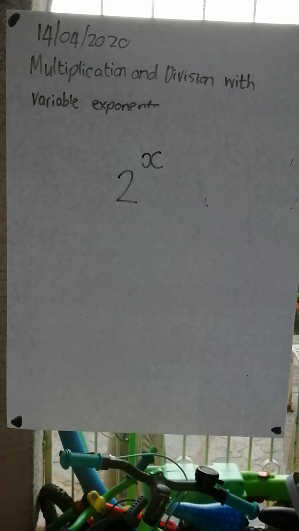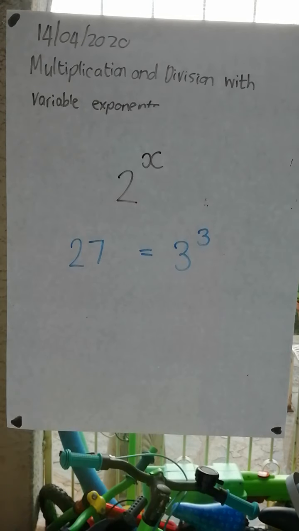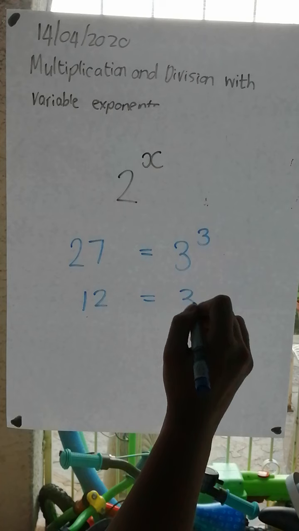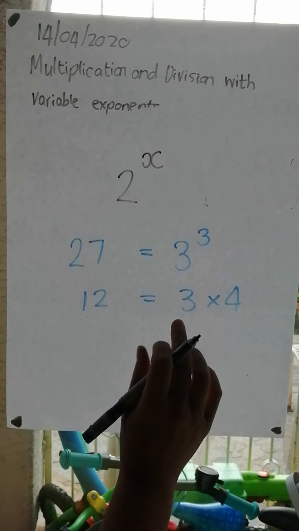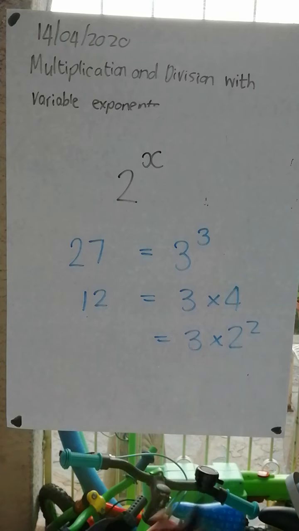Other bits of information I'm going to draw on today for you is remembering how to write a number as a product of its prime factors. So for example, if I gave you 27, to know that 27 can be written as 3 cubed. Or if I gave you 12, to know that 12 is written as 3 times 4, but as its prime factors, it would be 3 times 2 squared.